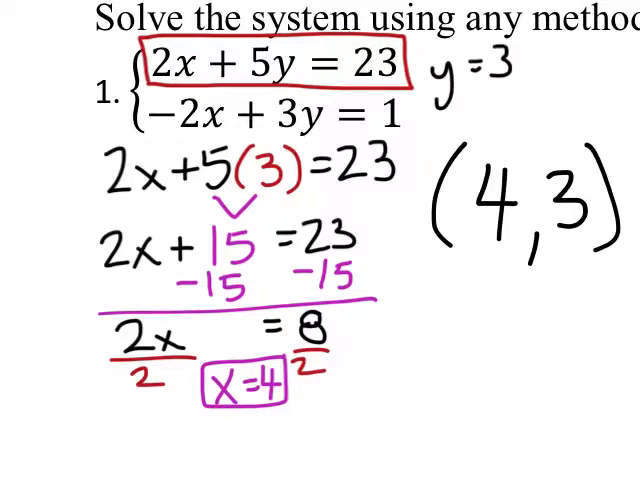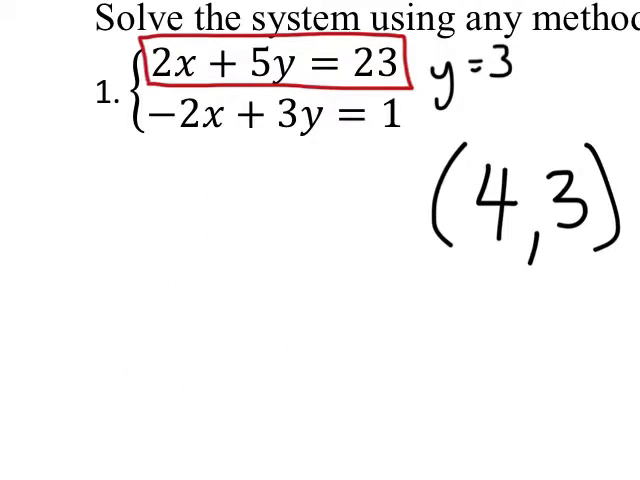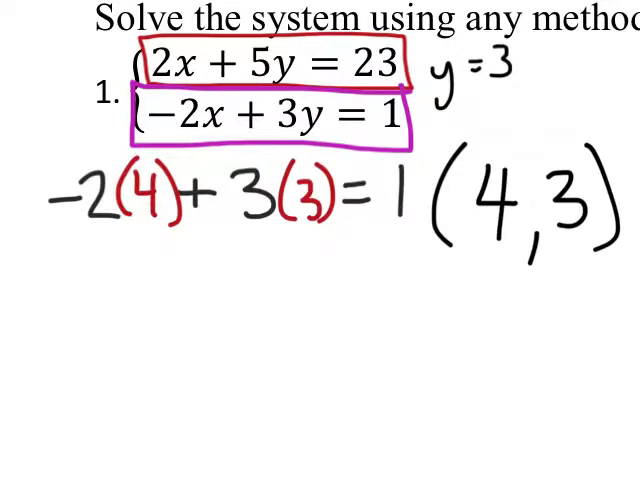And the final thing also is that we should check our answer. So we used that top equation to solve for x. Let's go ahead and use the bottom one just to check our answer, okay? So in other words, we're going to write the equation, but we're going to replace x with 4 and y with 3. And whatever comes out, this just should make a true statement.